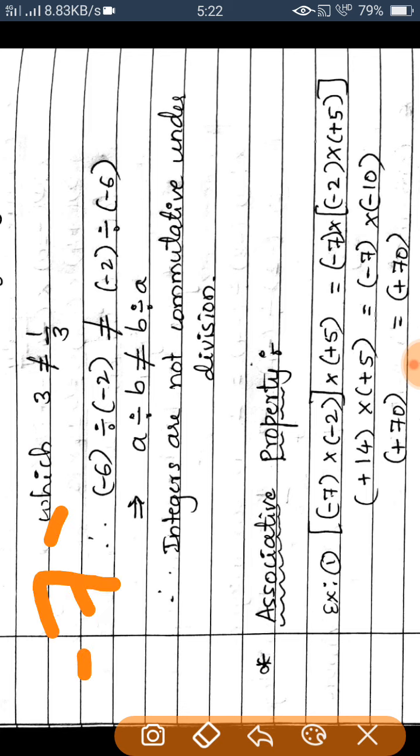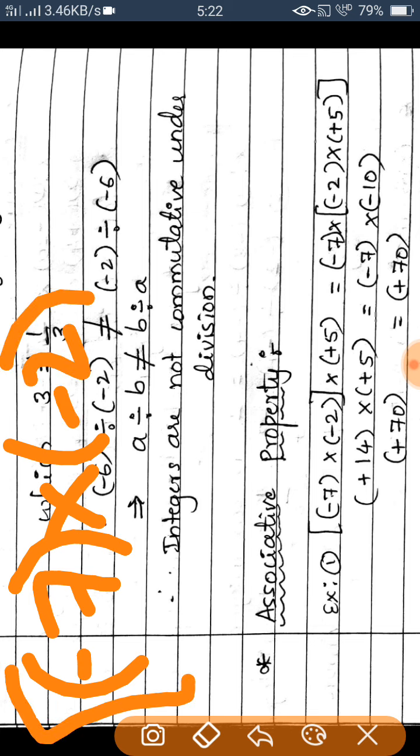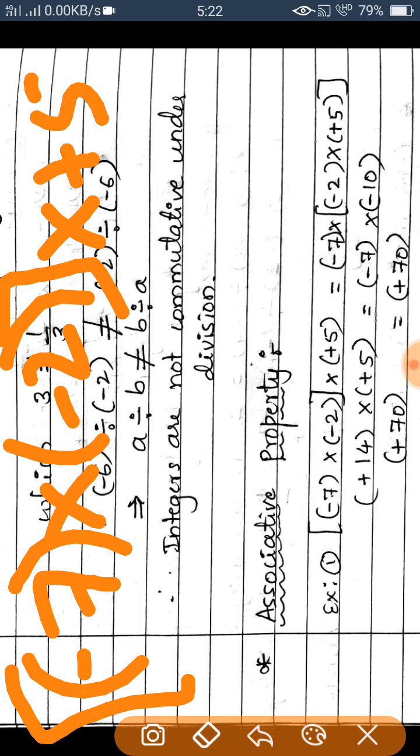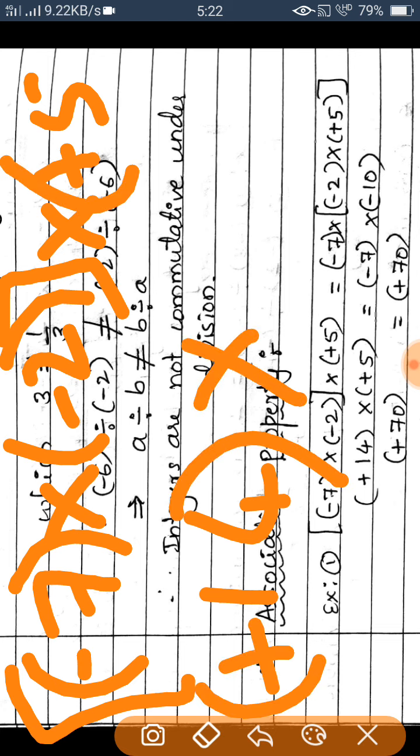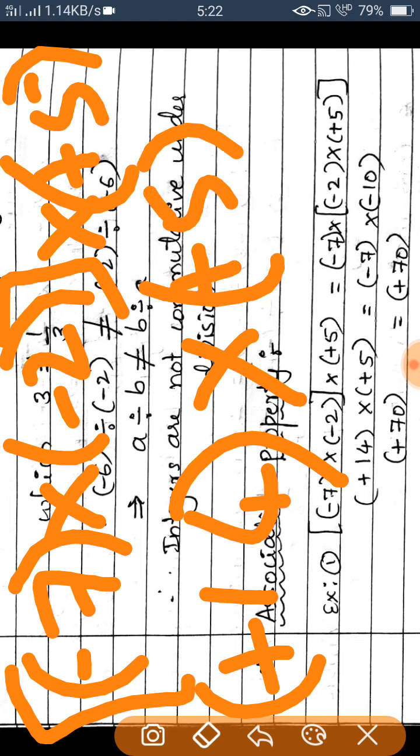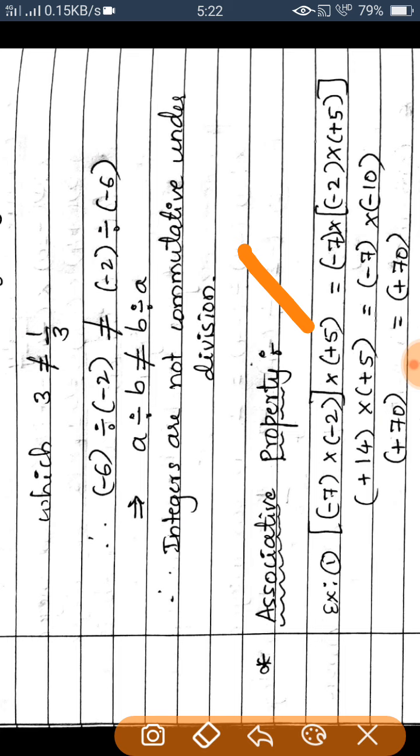-7 into -2, so I have associated the first two here, into +5. It should be the same if you group the second two. So 7 2s are 14. Just multiply the numerals, then multiply the sign. Into +5 as it is, I keep as it is only. 14 5s are 70. Both are plus, that's why the answer is +70. So here we have done the example.